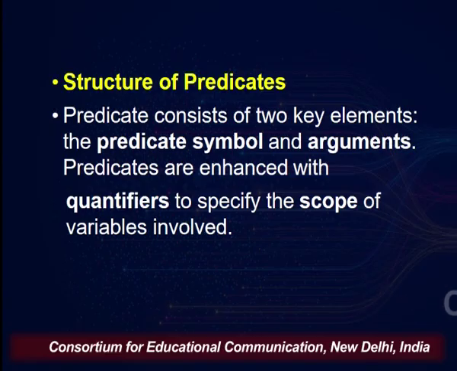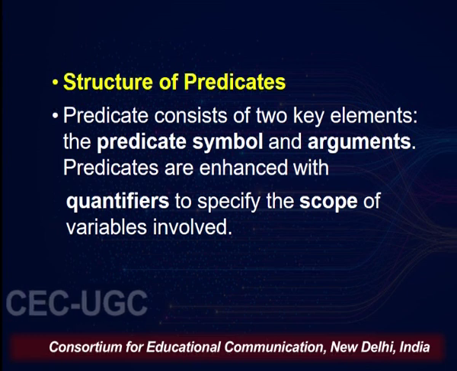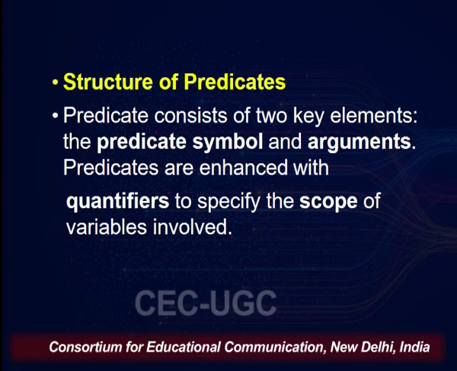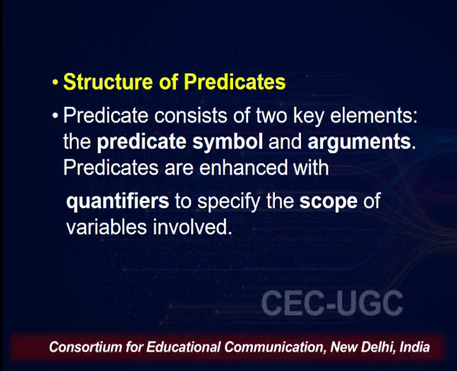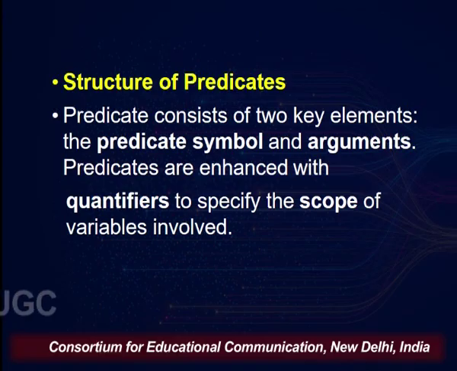Here, when we are studying first order logic or first order predicate logic, predicate logic is based upon predicates, and these predicates consist of two key elements: one is the predicate symbol and the other is the arguments. Also these predicates are enhanced with quantifiers in order to specify the scope of variables involved.